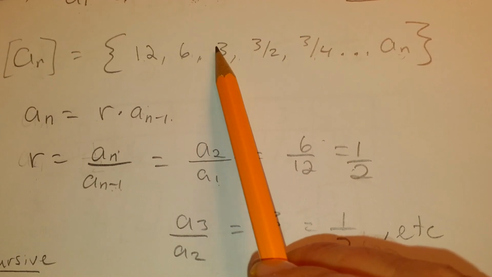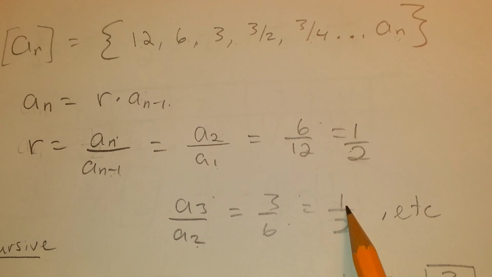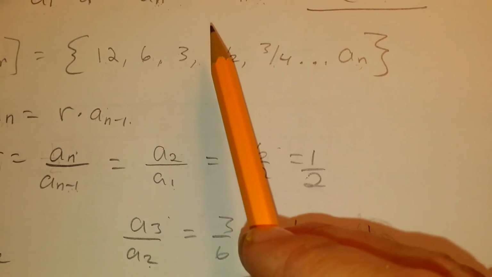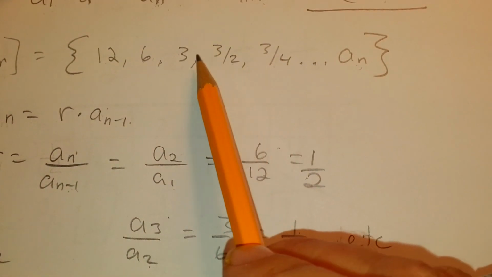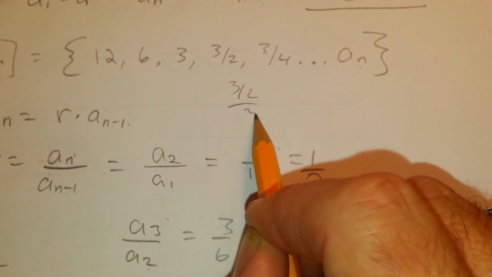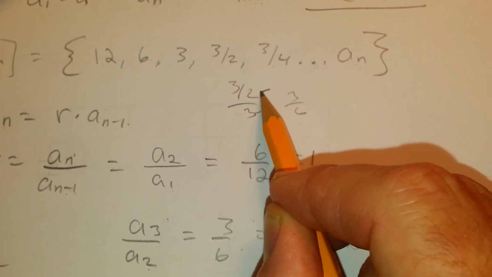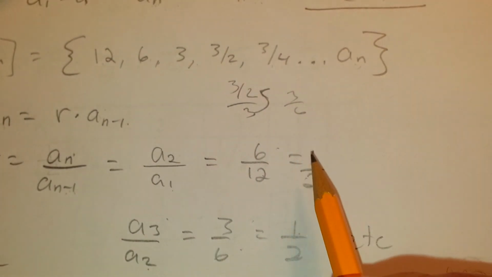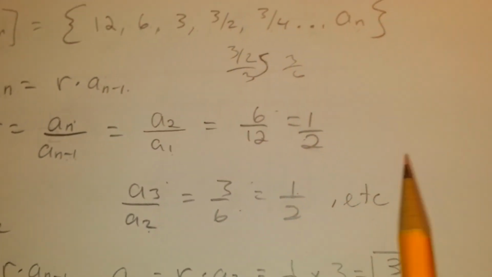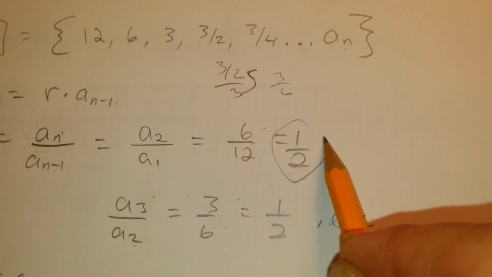The 3rd term divided by the 2nd term, a sub 3 over a sub 2, is 3 over 6, which is 1/2, etc. Then 3/2 over 3, that would be 3/2 divided by 3, which is 3/6. So we got 1/2. So that is a geometric sequence. Our common ratio is 1/2.